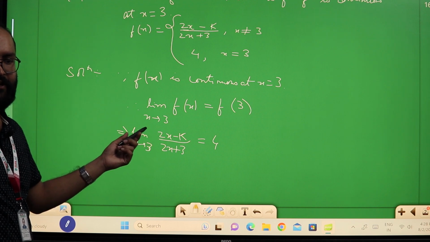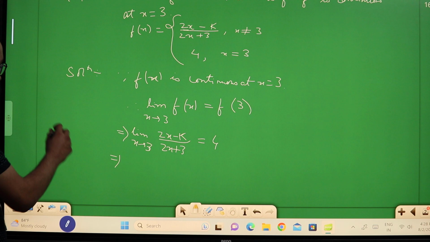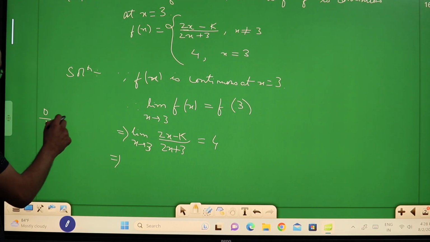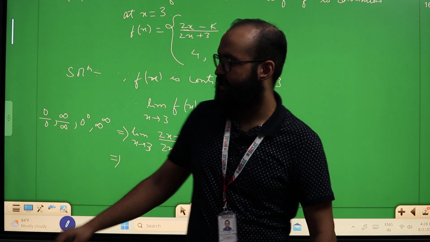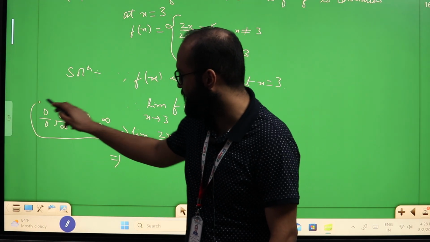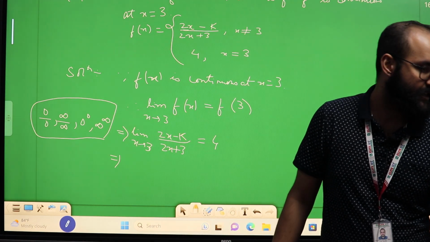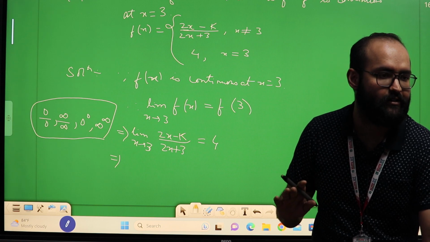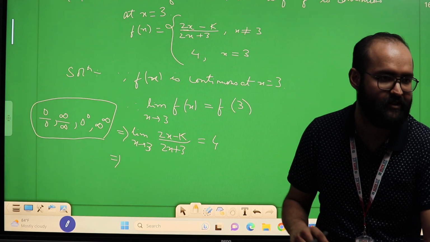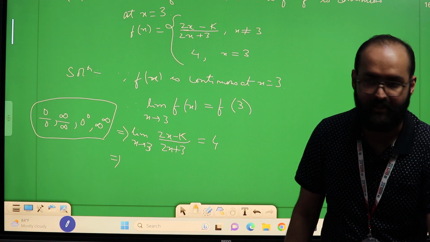Do you remember the indeterminate forms? While evaluating a limit, if the value comes out to be some indeterminate form, 0 by 0, infinity by infinity, 0 power 0 or infinity power infinity, we cannot directly evaluate the limit, isn't it? Indeterminate means the limit has no definite value. The value cannot be determined.